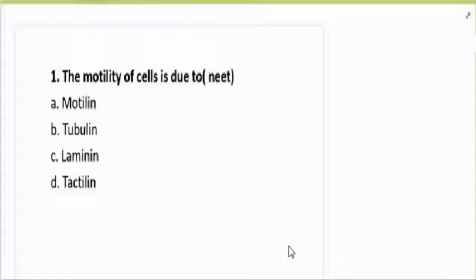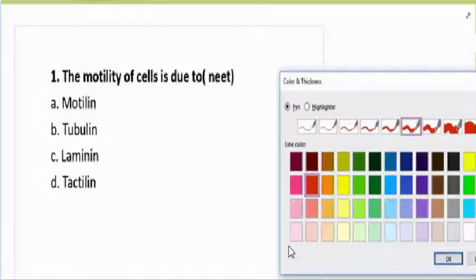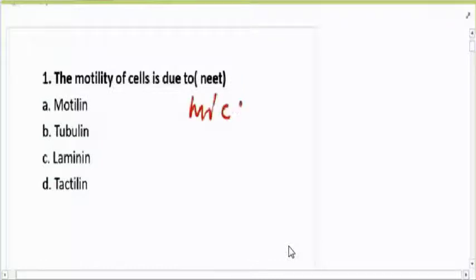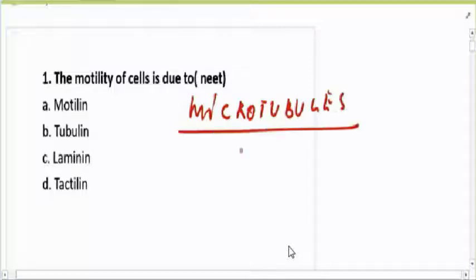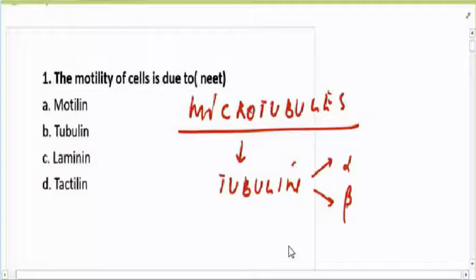The first question says the motility of cells is due to. This is a typical need pattern question. Motility of the cells is due to what are known as microtubules, and the microtubules are made of proteins called tubulin. There are two types of tubulin, alpha and beta tubulin. So they are made of proteins called tubulin. So the answer to this question becomes tubulin. This is responsible for the motility.